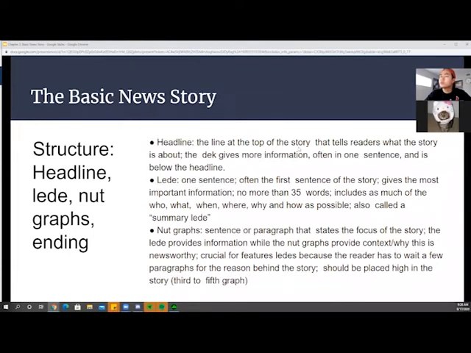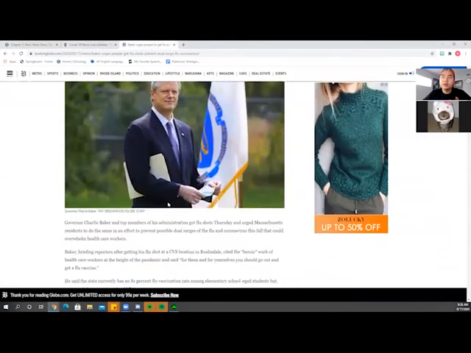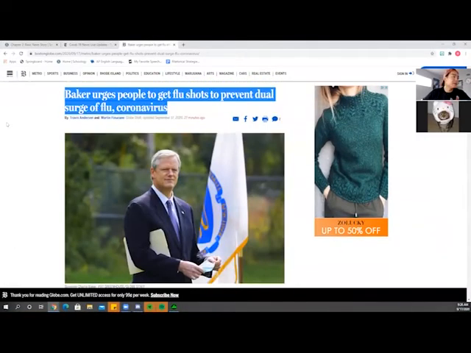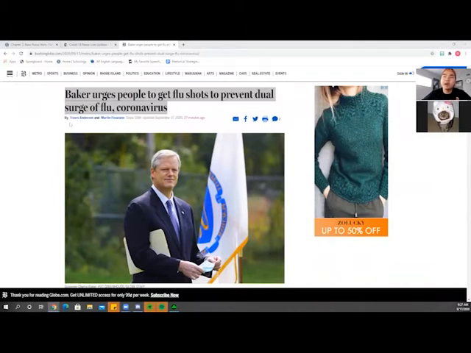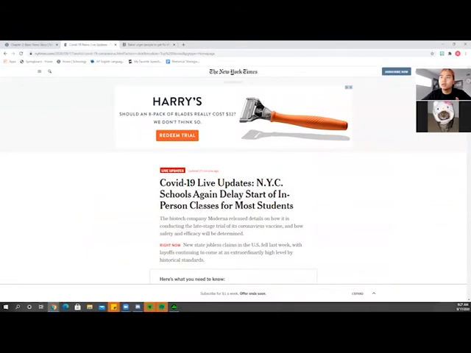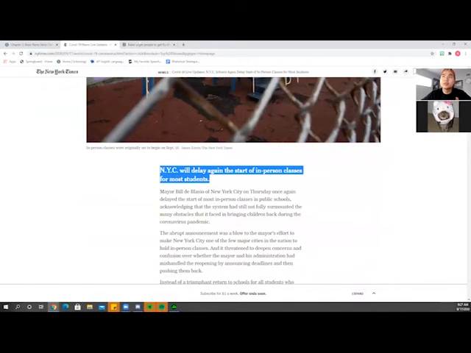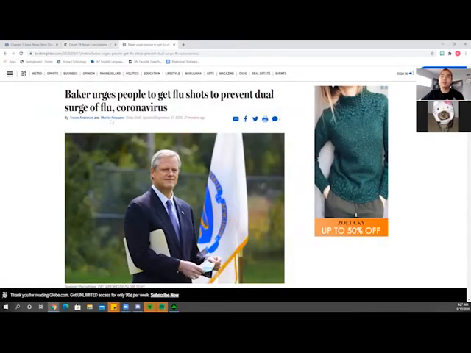I didn't include it, but the byline. This is the byline, by Travis and Martin Fuscani. So this is the headline. The byline is when we get the name of the person. So the byline here, this one is created by the staff. Yeah, so the byline here is the author, and the headline is on top.